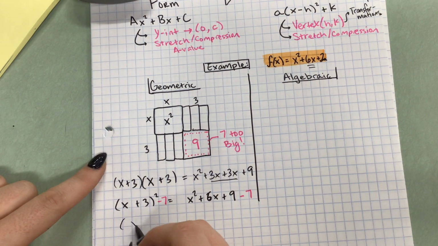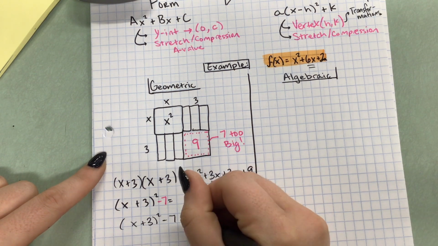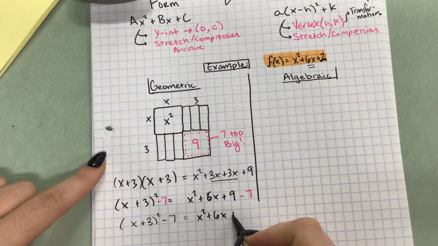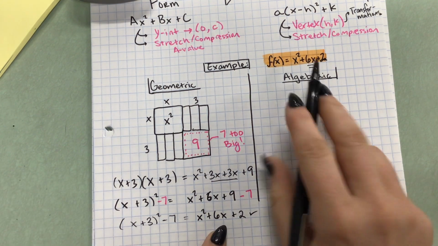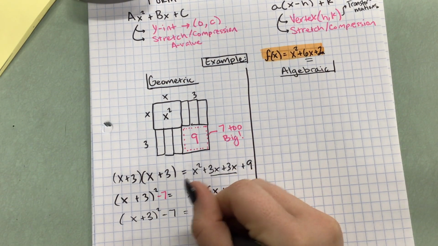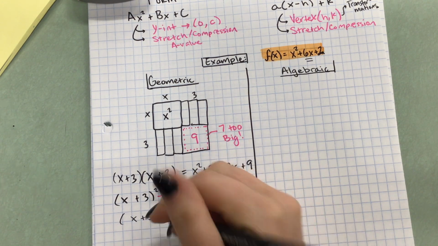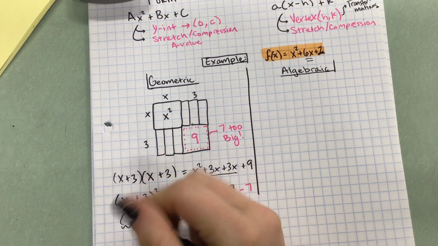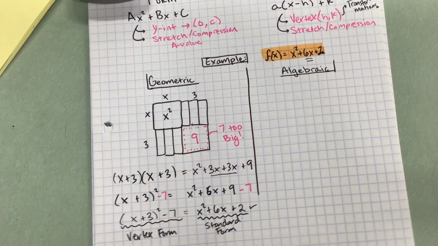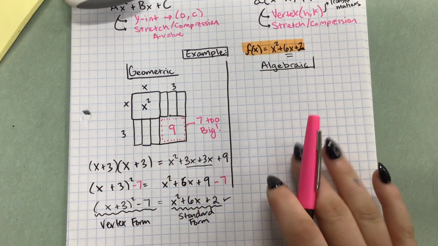So now I've got x plus 3 squared minus 7 equals x squared plus 6x plus 9 minus 7, which is 2. And that's what I wanted to get. So I've taken this standard form and converted it into vertex form. So that's how we do it if we wanted to do it with a picture. Let's talk about how we would do it algebraically.